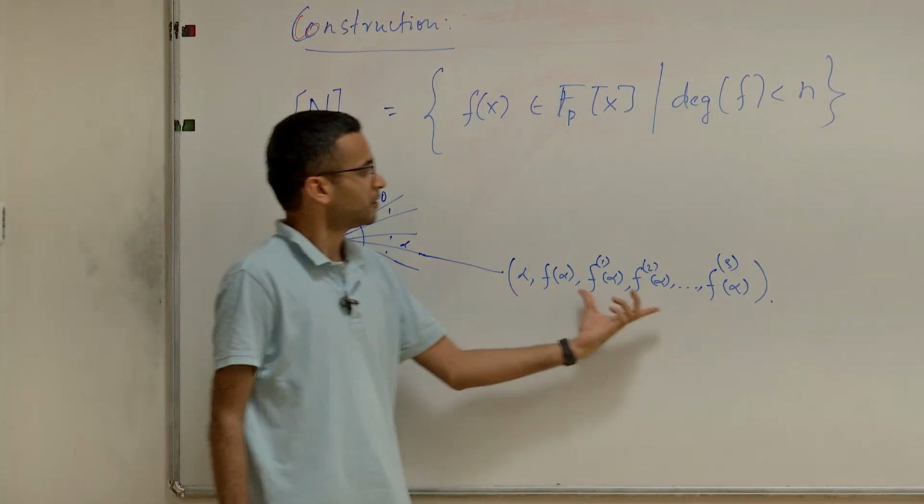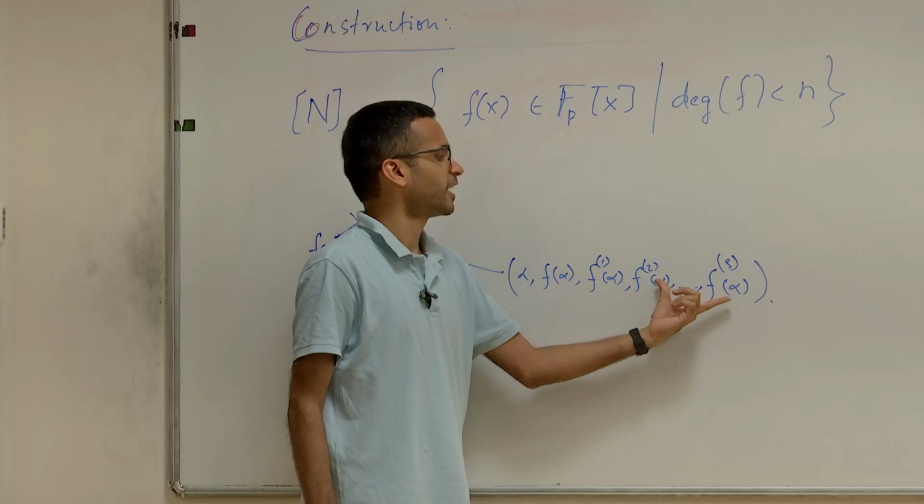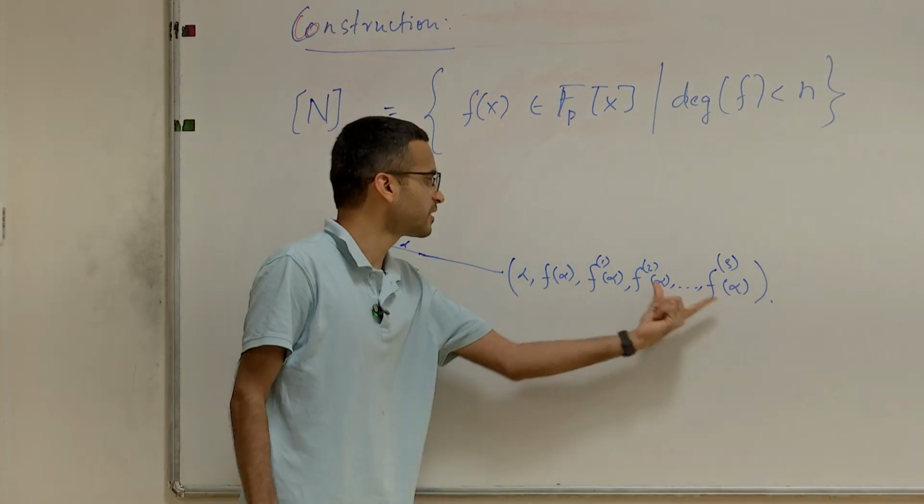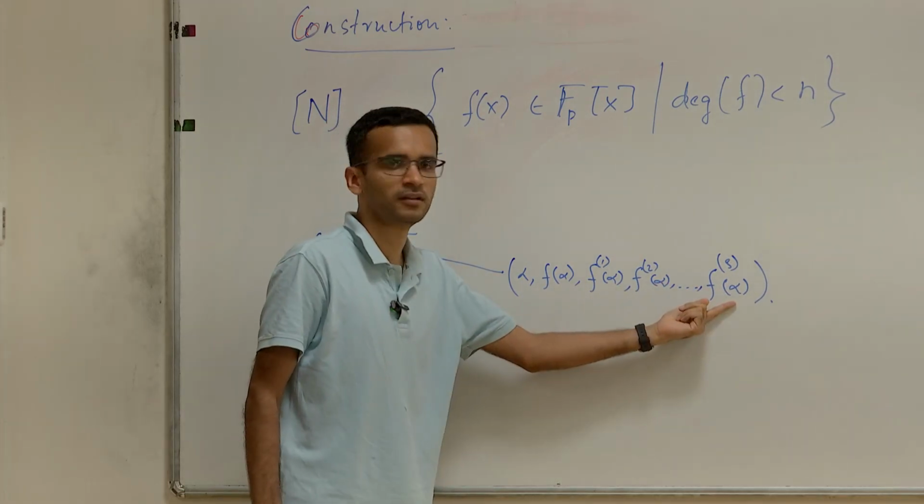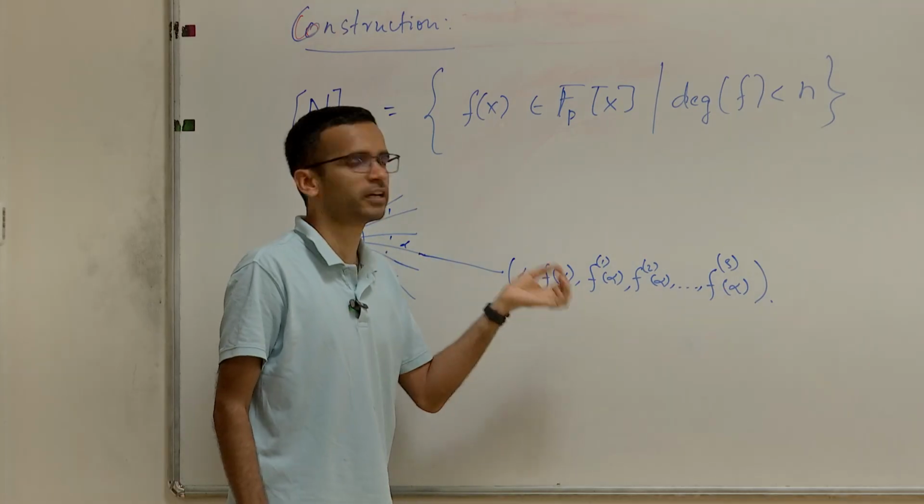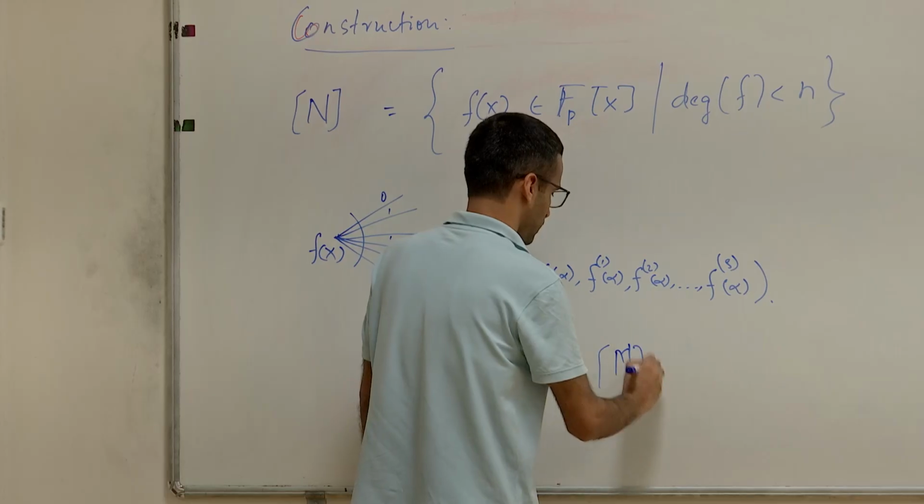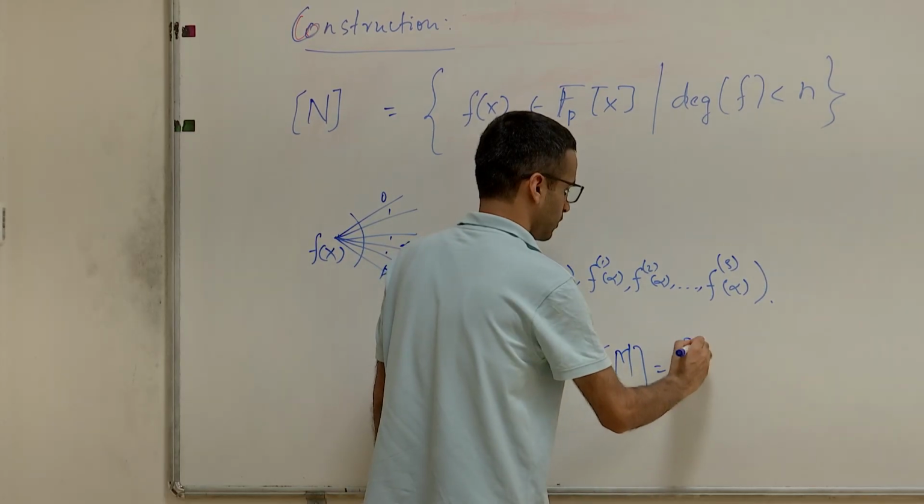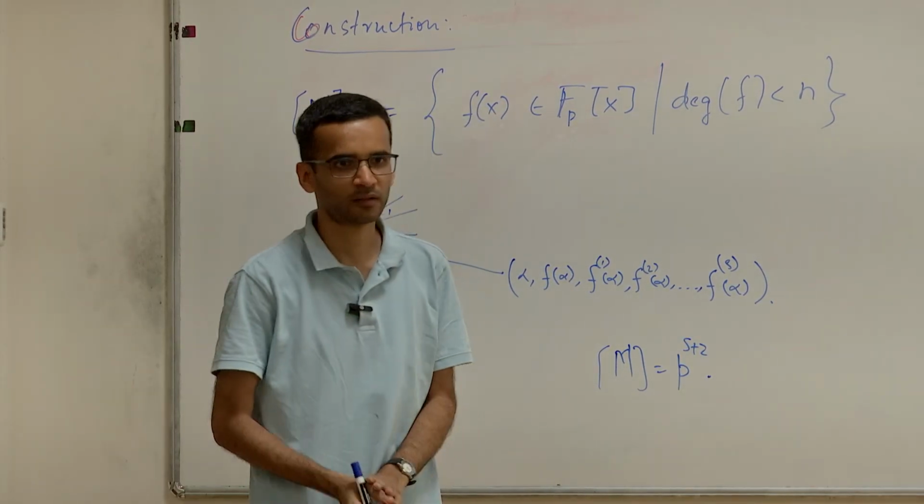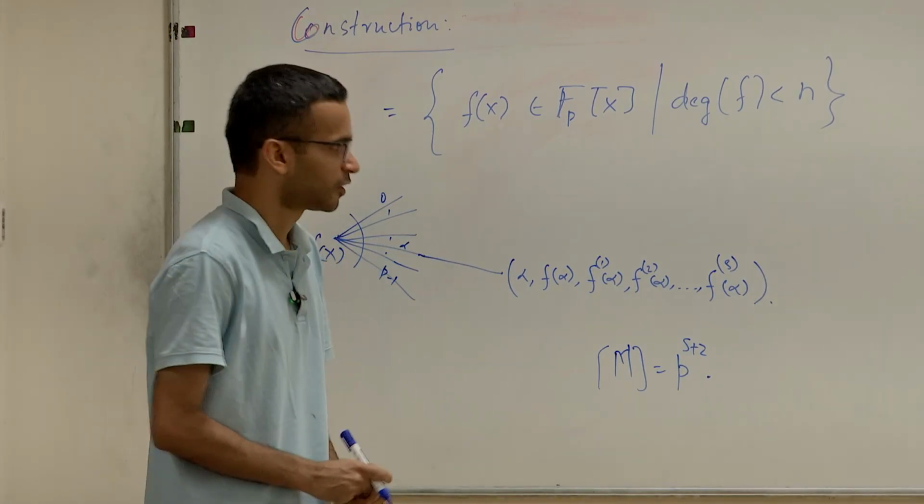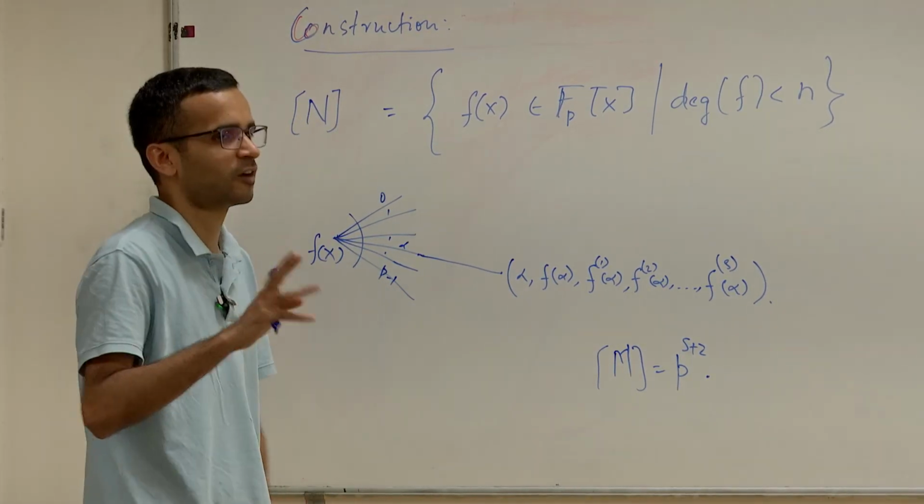Okay. This should also tell you what right hand side we should expect. Each of these guys is an s plus 2 tuple where every coordinate is from Fp. So this is m, which is p to the s plus 2. Good. I will say something on it, but not a lot.